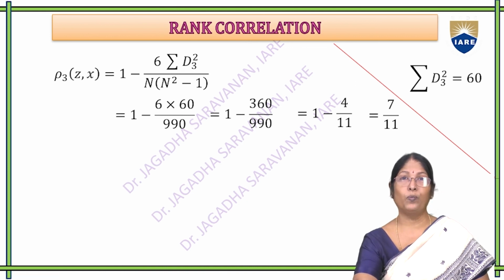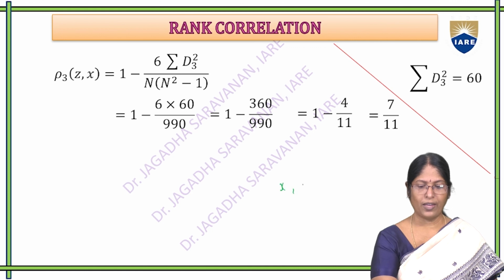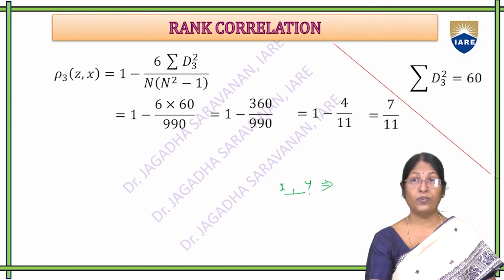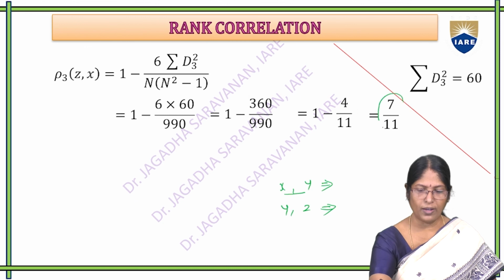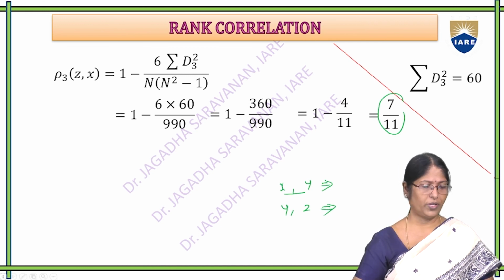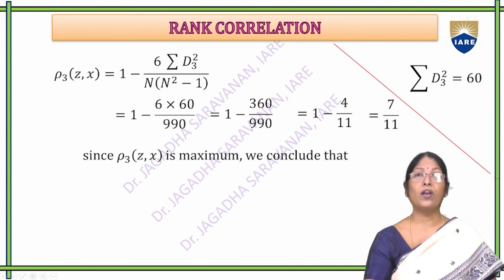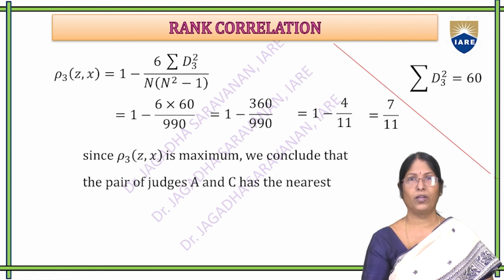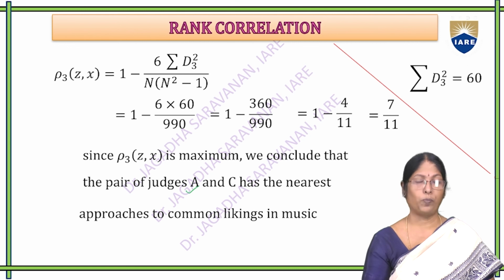The previous two we obtained negative values. X and Y we found, we got a negative result. Y and Z we also obtained a negative result. Whereas here we obtained the positive result, which is the only one. Positive is more than negative. It's a simple logic. We know it. So now rho of Z, X is maximum. We conclude that the pair of judges A and C has the nearest approach to common likings in music.